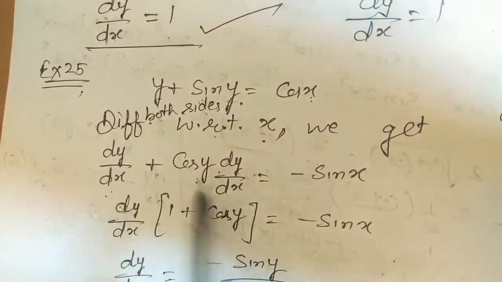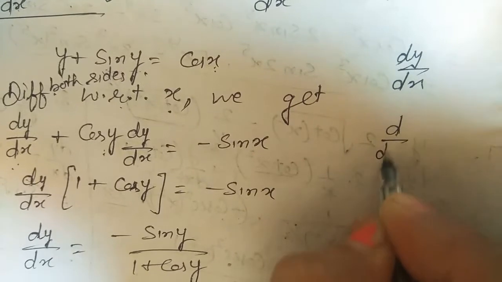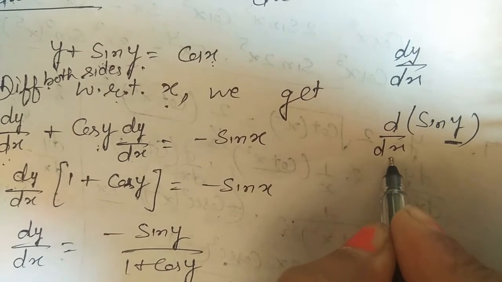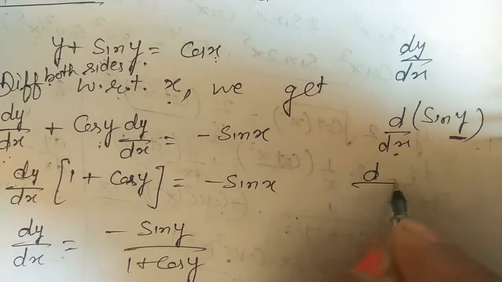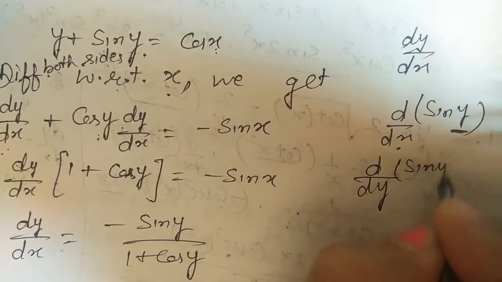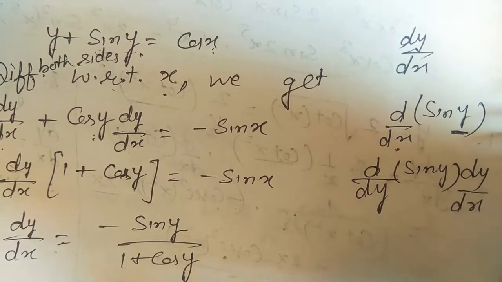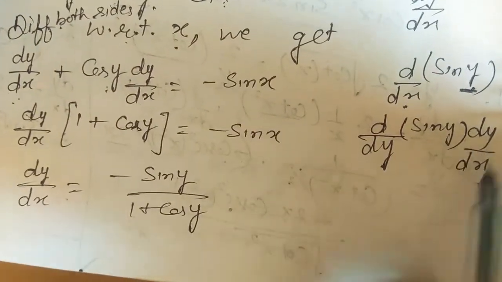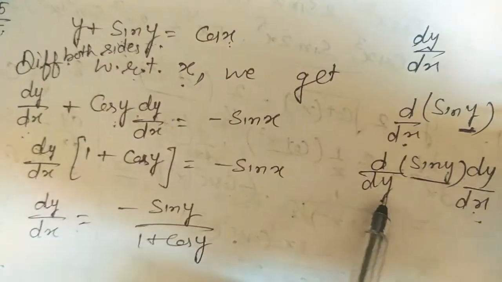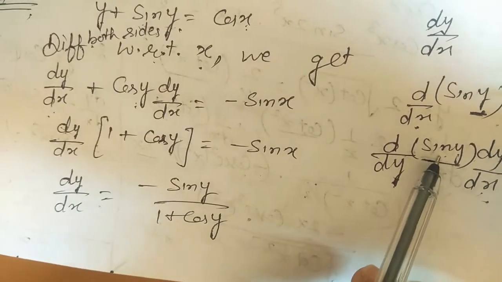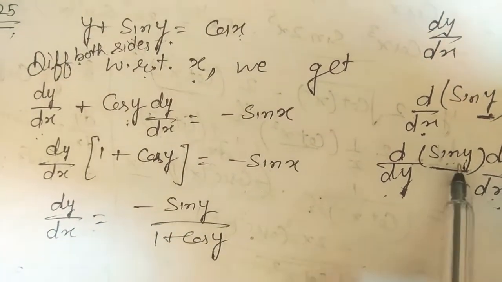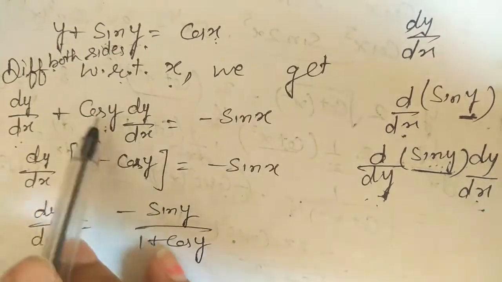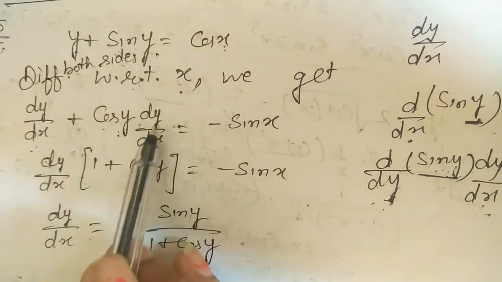Here we will use the chain rule. What is the chain rule? We want to find the derivative of sine y. This is a function of y and we want its derivative with respect to x. Then we take the derivative of the function of y with respect to y, and y with respect to x, which is dy by dx. The derivative of sine y with respect to y is cos y, because we know the derivative of sine x with respect to x is cos x. So the derivative of sine y is cos y into dy by dx.